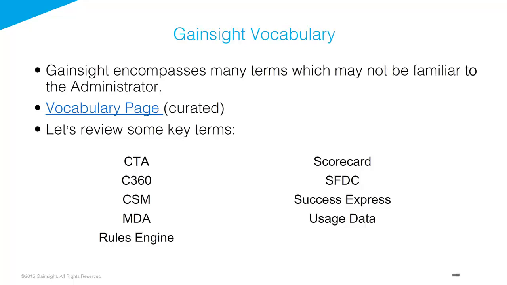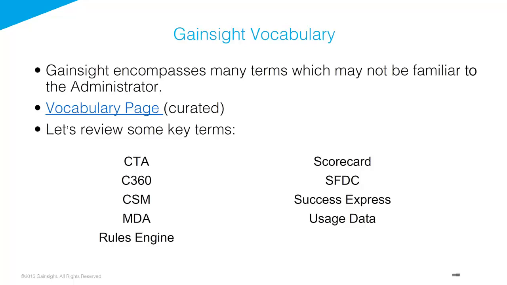As an admin, you'll be working with a lot of specialized terminology. We'll run through some of it now, but we also have a curated vocabulary page on the URL listed on the screen. So here are some of the terms. CTA stands for, of course, Call to Action. C360 is our shorthand for Customer 360. This is a dashboard which you get a 360-degree view. You can easily see information pertaining to any customer that you have in your system. CSM is, of course, a Customer Success Manager.